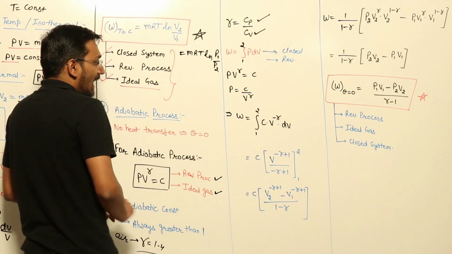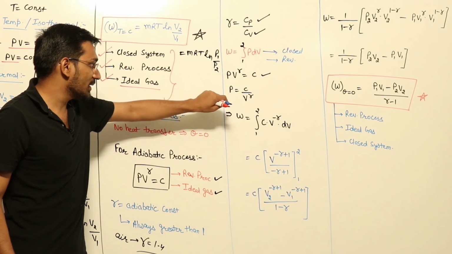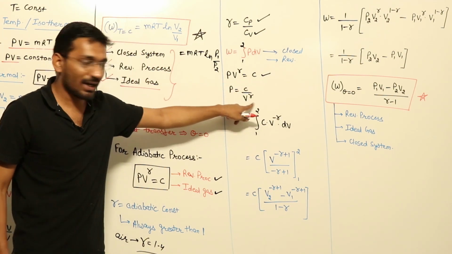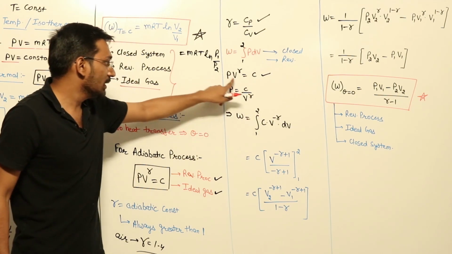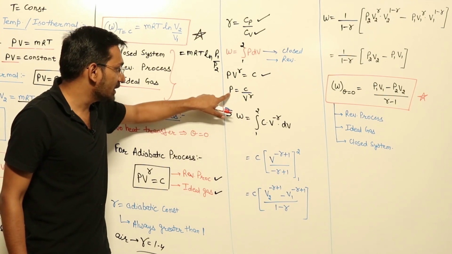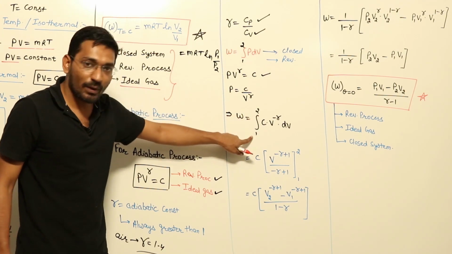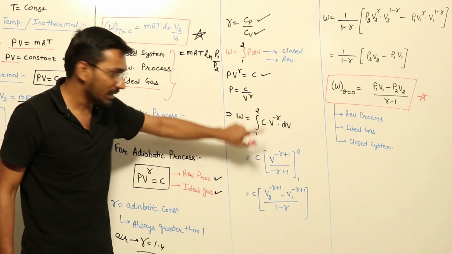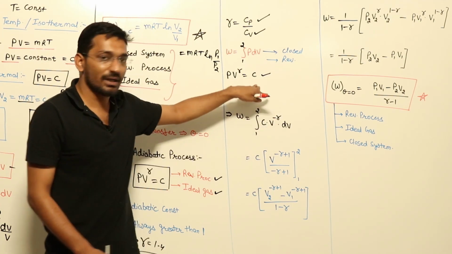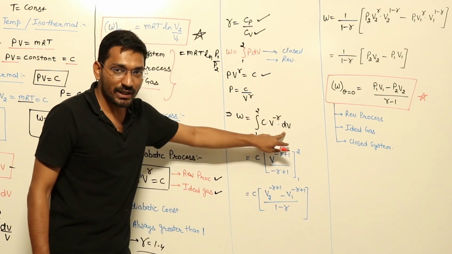Now we have that PV raised to power gamma is equal to constant for an adiabatic process. So I can write pressure is equal to C upon V raised to power gamma. I take this V in the denominator. So P is equal to C divided by V raised to power gamma. I put this value of P here, then work will be equal to integration from point 1 to 2, initial state to final state, C V raised to power minus gamma. If this V goes in the numerator, that power will be negative. V raised to power minus gamma into dV.